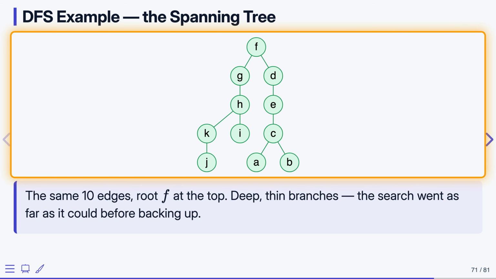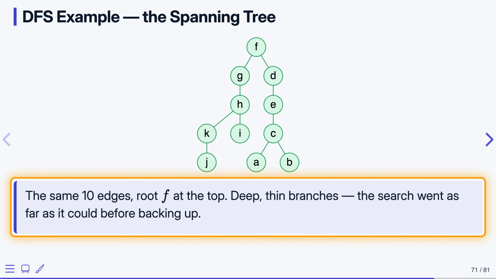This is the tree the search built, redrawn with the root F at the top. It holds exactly the edges we chose during the run and nothing else. 10 edges, 11 dots. Look at its shape. It is deep and thin, with long branches running down. That comes straight from the rule we followed.